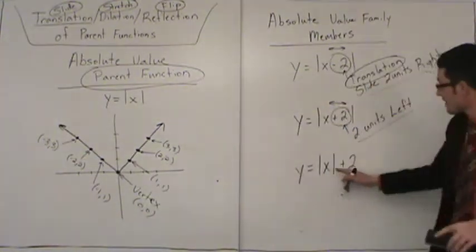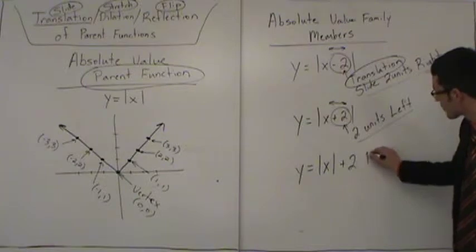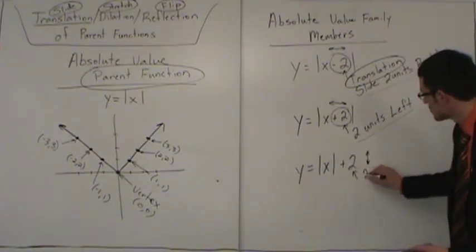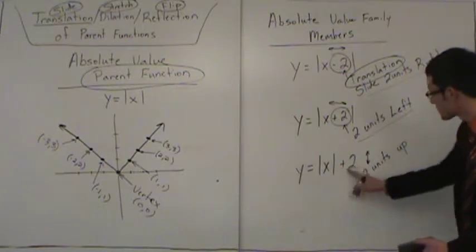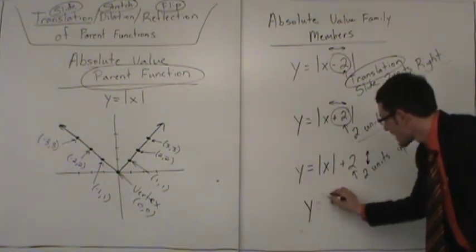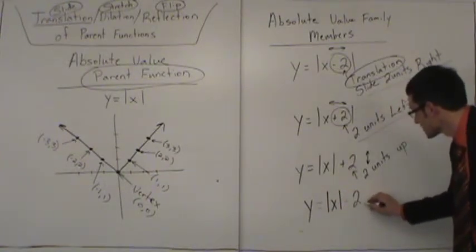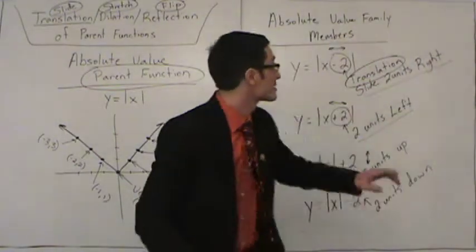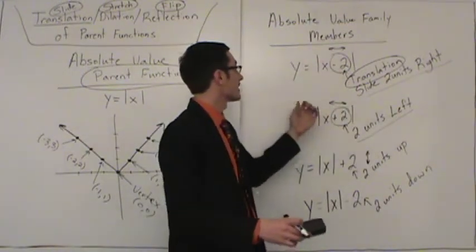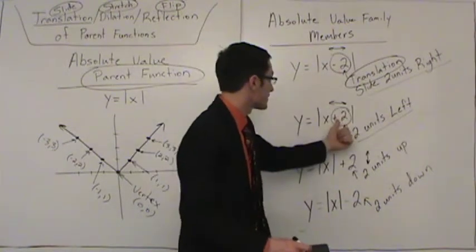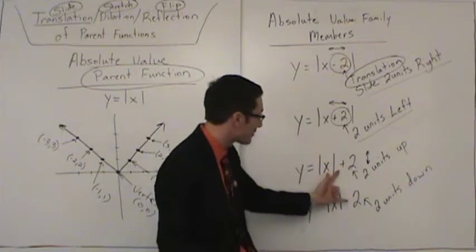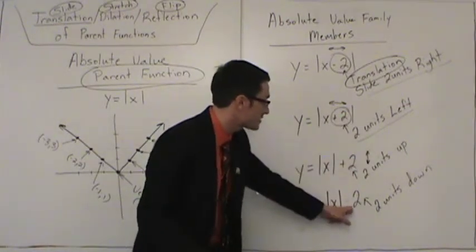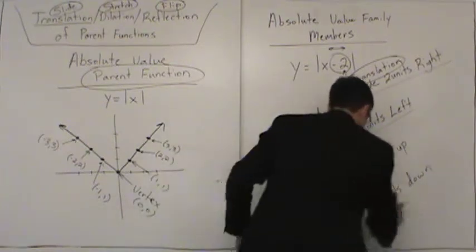Now, when something is being added outside the absolute value, this results in a vertical translation, either up or down. Do what makes sense. Do not do the opposite. Plus 2 means 2 units up. y equals the absolute value of x, subtract 2 means what? Hopefully you say 2 units down. Let's recap. Subtracting inside results in a translation left or right. Minus 2 means 2 units right, plus 2 means 2 units left. It's the opposite of what you expect. On the outside, it's not the opposite. It's exactly what you expect. Adding 2 means 2 units up, and subtracting 2 means 2 units down.